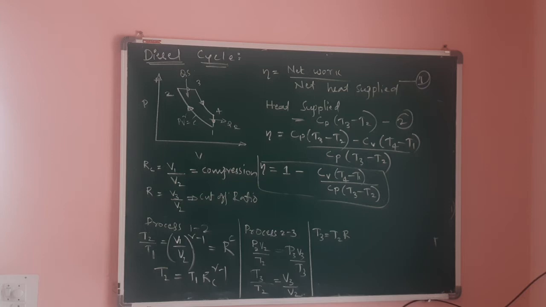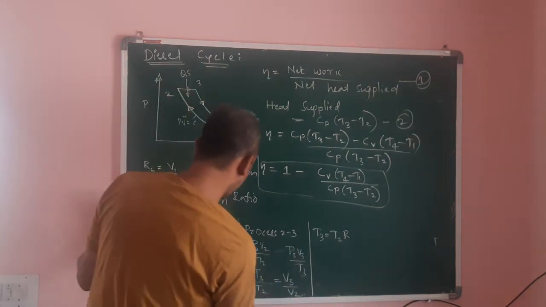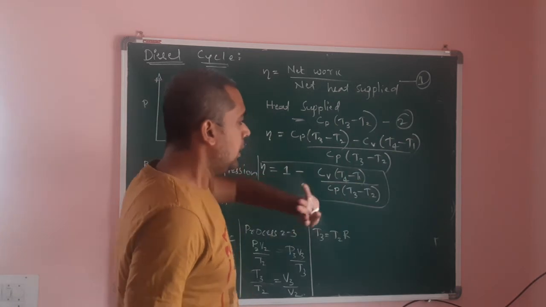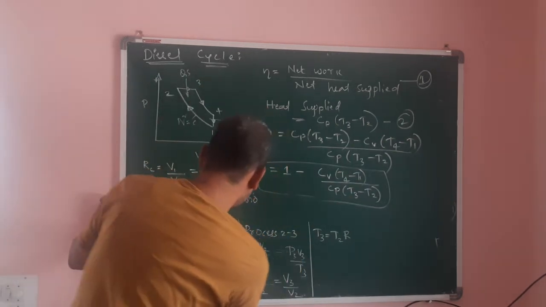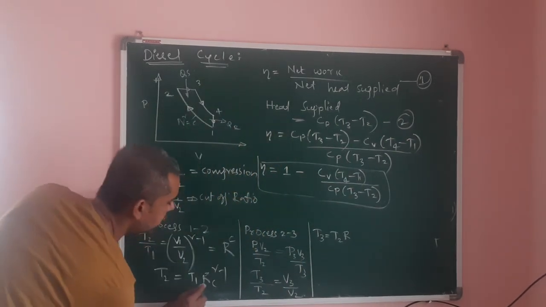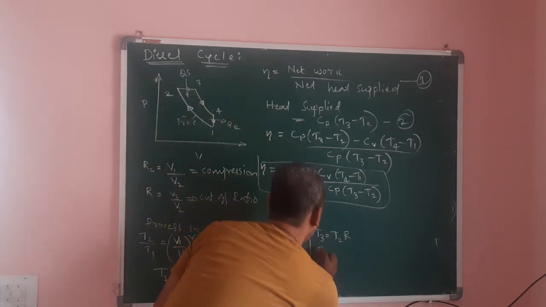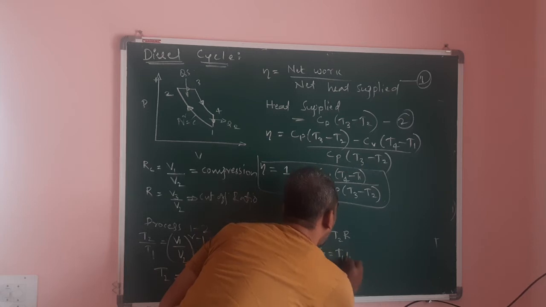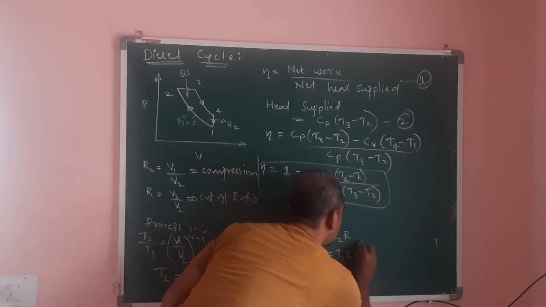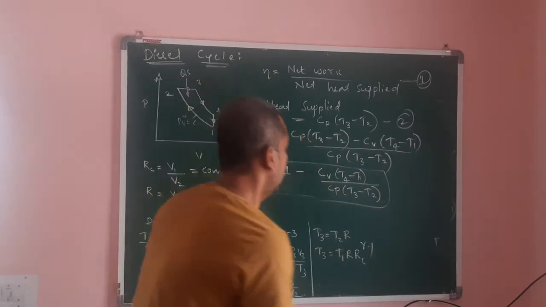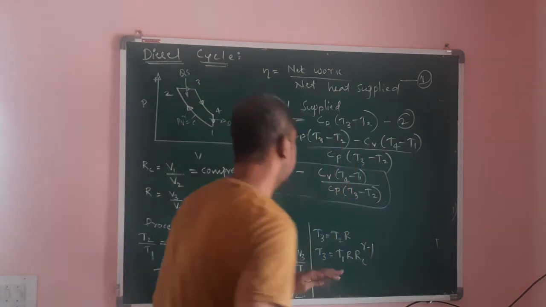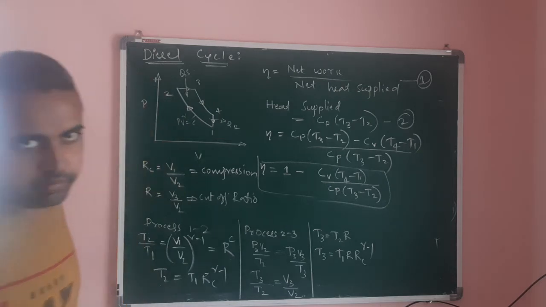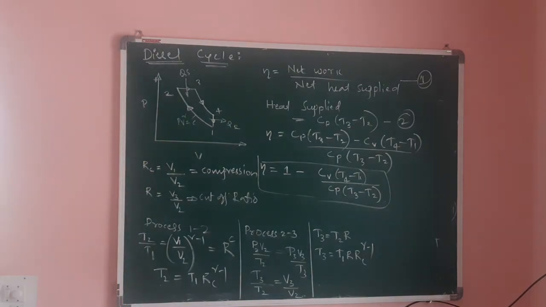But we know T2 is equal to T1 into RC raised to gamma minus 1. We are expressing T3 in terms of T1. Therefore, I will substitute T2 is equal to T1 into RC raised to gamma minus 1. Therefore, T3 will be equal to T1 R RC raised to gamma minus 1. Now the last step is, if I substitute T4 also in terms of T1, our derivation for efficiency will complete.